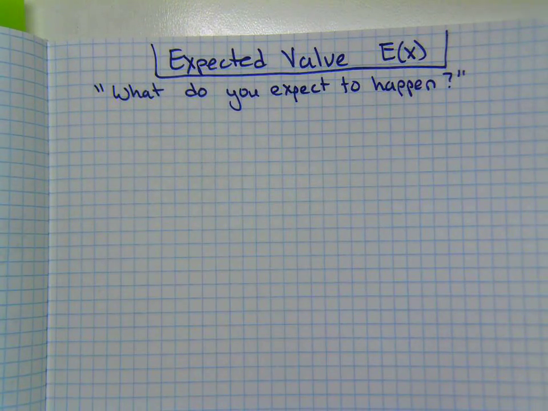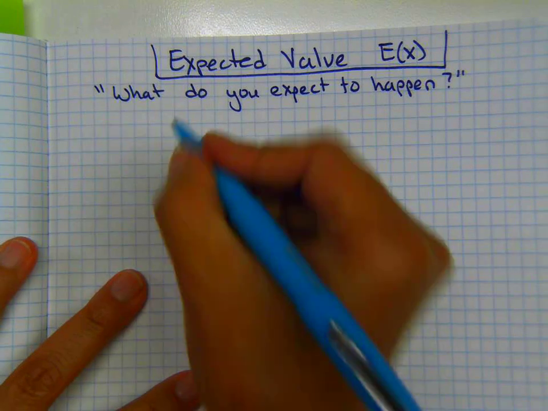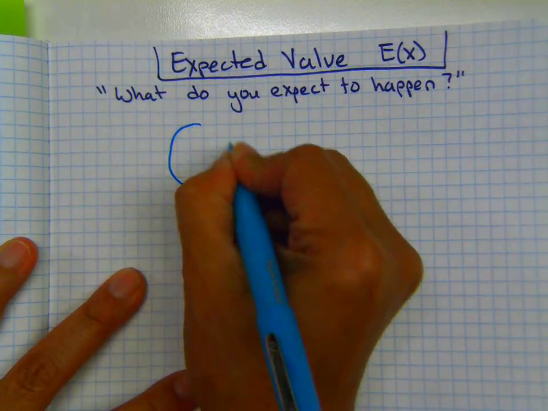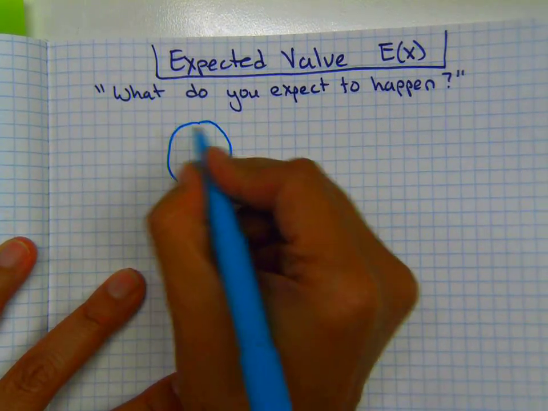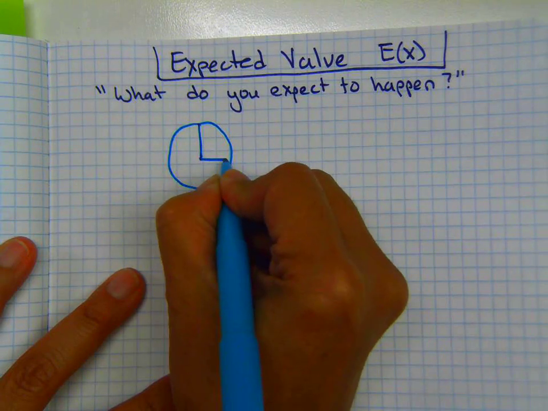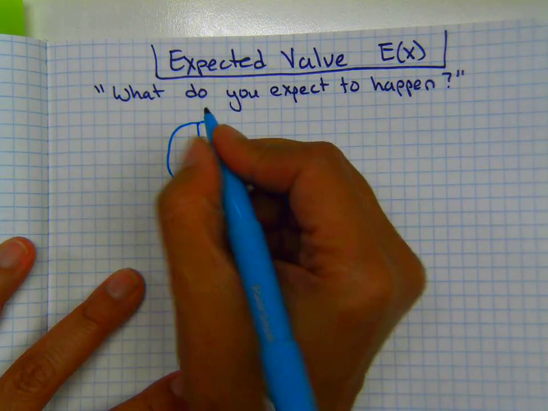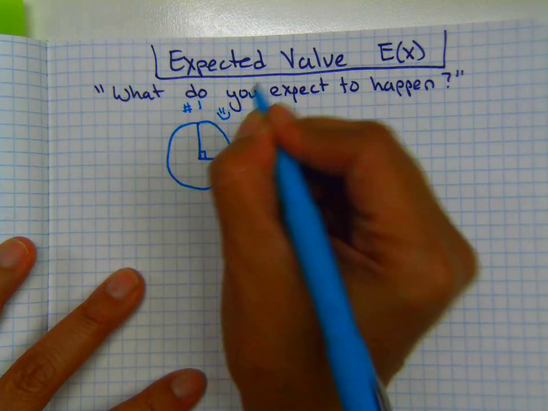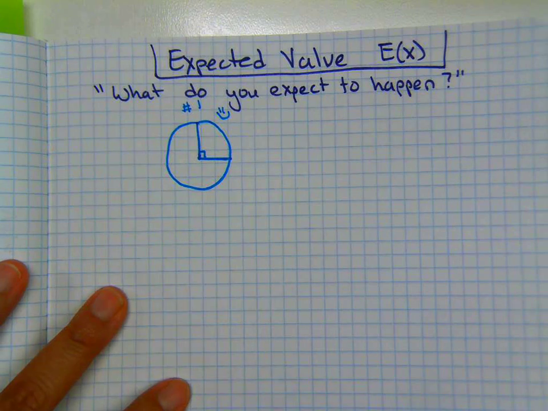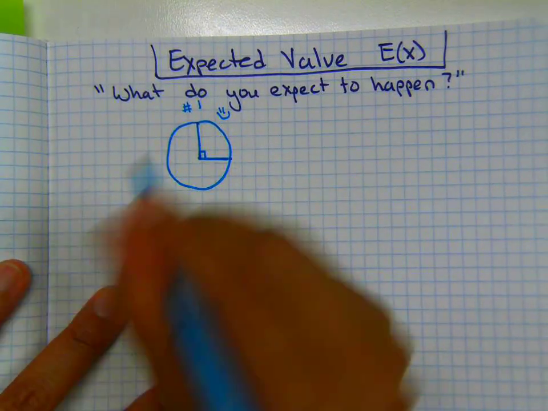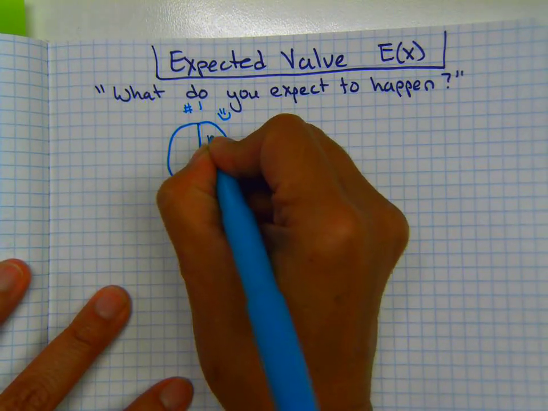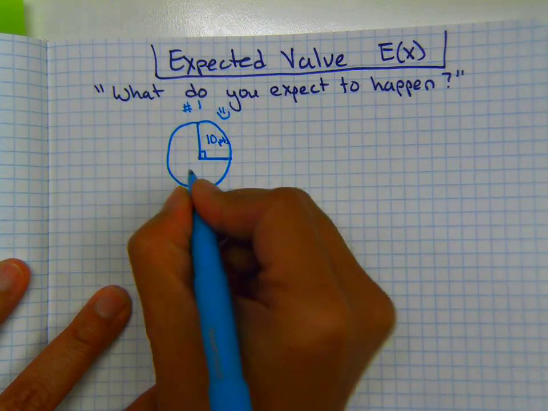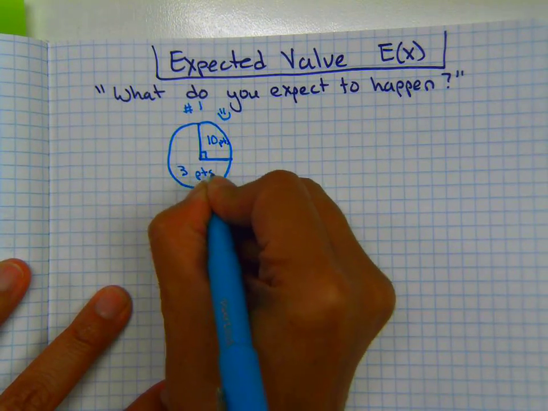So if I want to actually calculate the value that I would expect to see, I need a little situation. So let's take, for example, our spinner. So we have a spinner that looks like this. Again, we'll cut it nice, a little 90-degree there. So this will be spinner number 1. And we're going to spin for points. So let's say your next test grade, you get to spin the spinner. You get 10 points if you land there. You get 3 points if you land here.